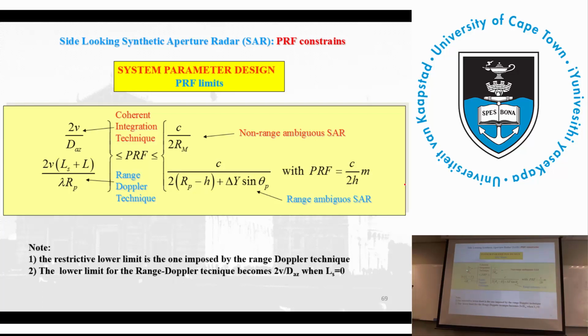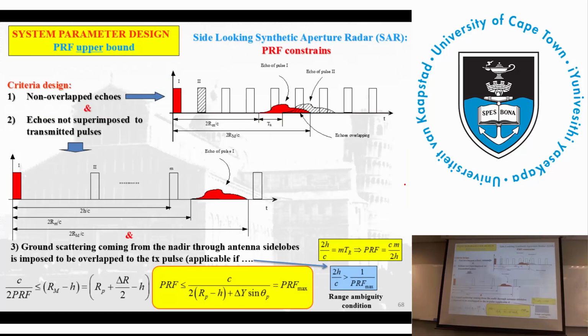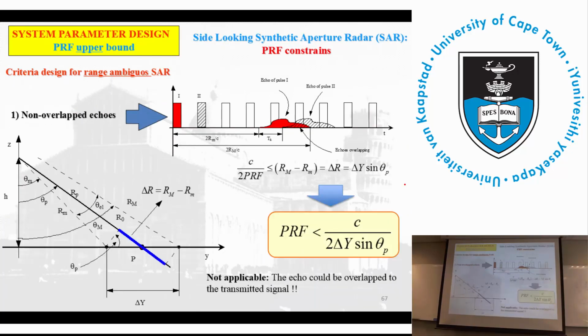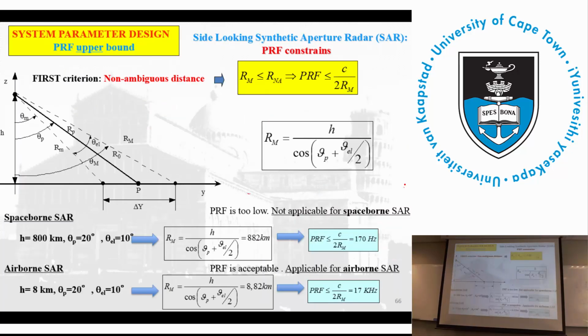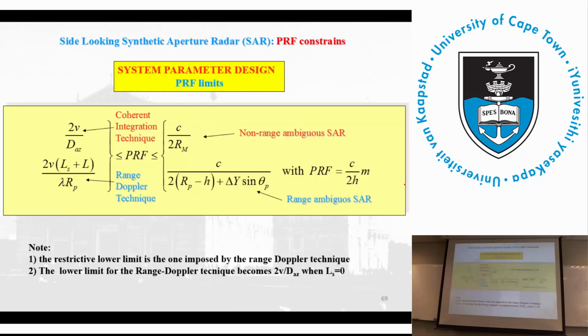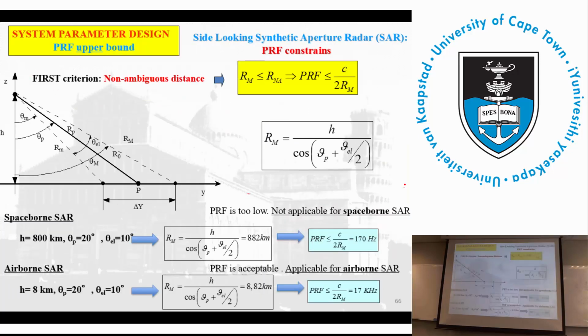So already, and imagine with a velocity of 7 kilometers per second, this would be even much worse. So for spaceborne SAR, you probably can't even find an intersection here that is non-zero. So this criterion here for spaceborne SAR is not really applicable.